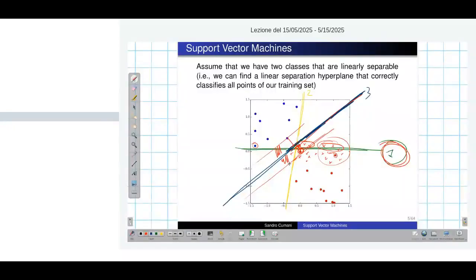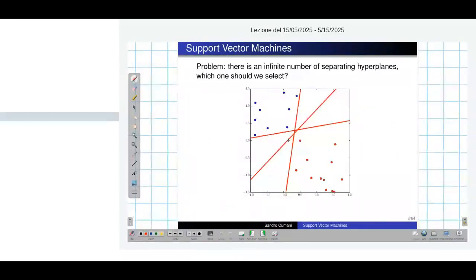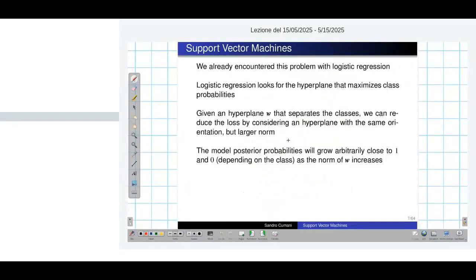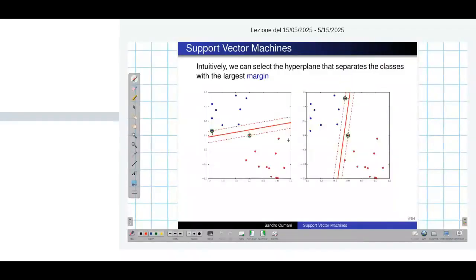But in general, we can imagine, by intuition, that if we don't know anything about the data, then having a large separation between the two classes probably leads to a model that makes fewer errors on data that it has never seen. We already said this before the lecture.